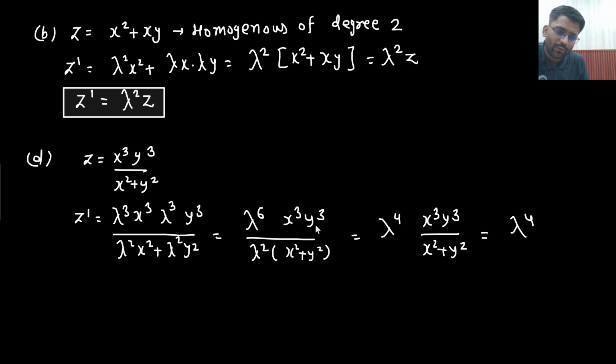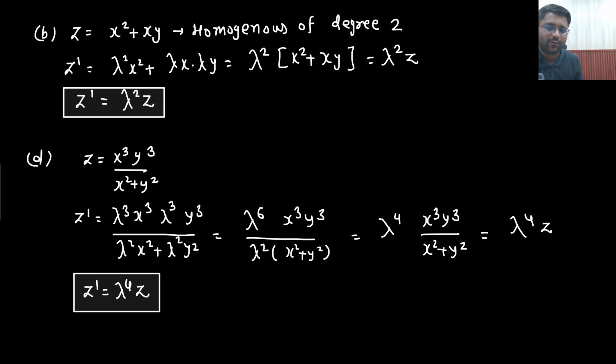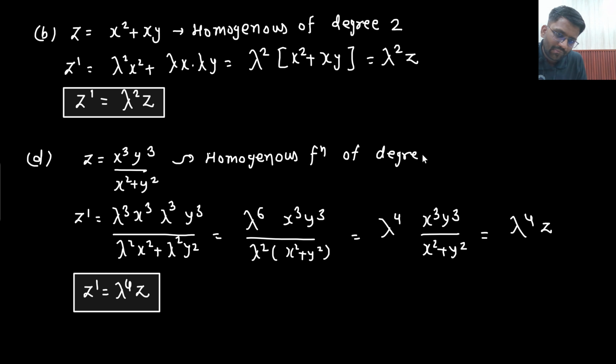So lambda to the power 4, this is z. So your z dash is coming out to be lambda to the power 4 z. So yes, it is a homogeneous function of degree 4, and if you mess up the degree, then there is a problem. Okay, homogeneous function of degree 4. So always take lambda to the power 3, lambda to the power 3, lambda to the power 6 divided by lambda to the power 2, so lambda to the power 4.